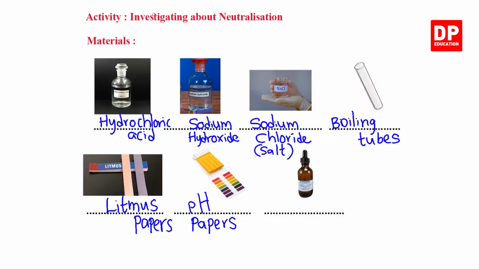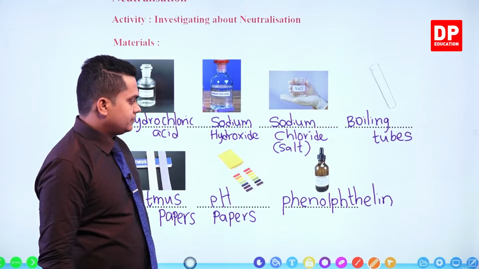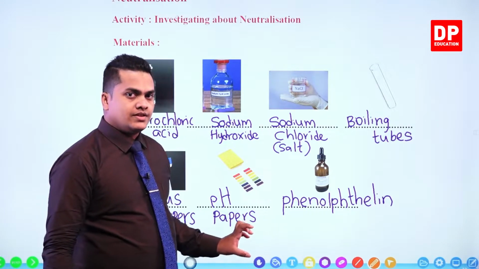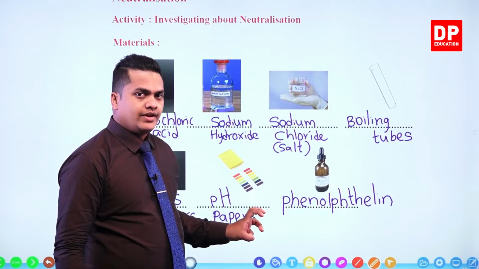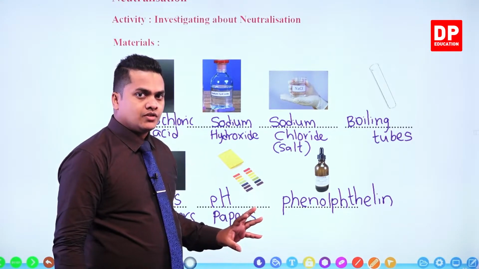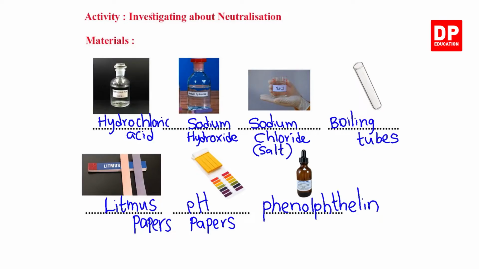Then the next one is phenolphthalein. So phenolphthalein, pH papers, litmus papers, all of these are considered indicators. Indicators are the things which provide us with a certain type of color change with the presence of an acid, base or else a neutral substance. So these are the materials.